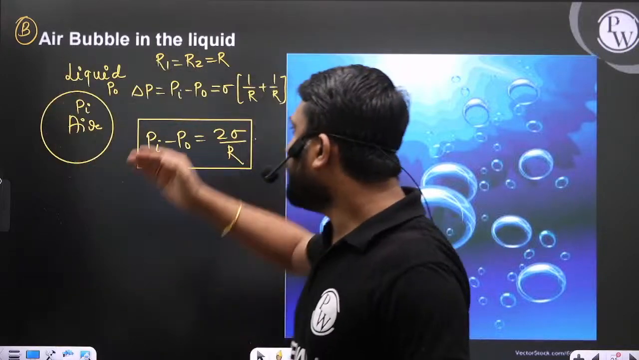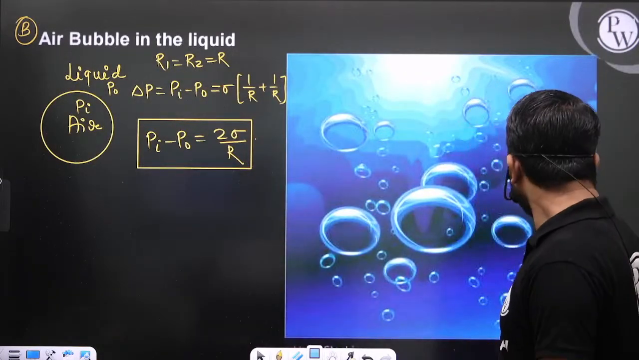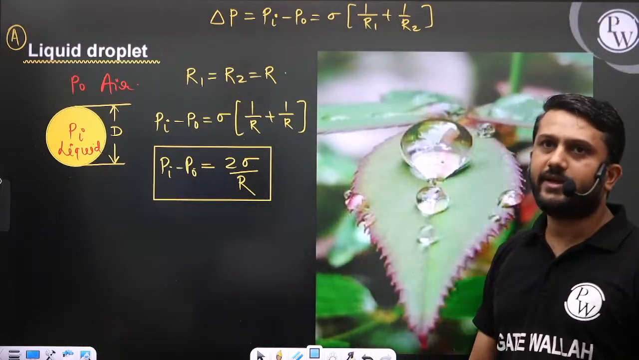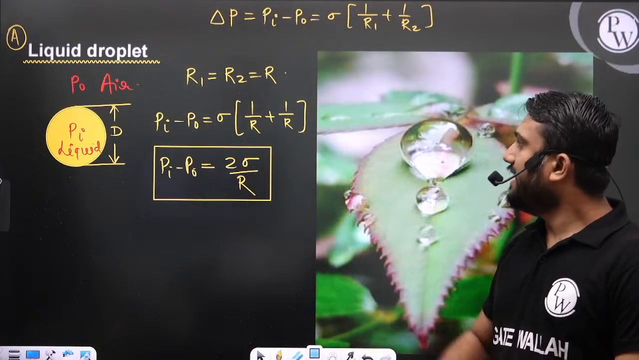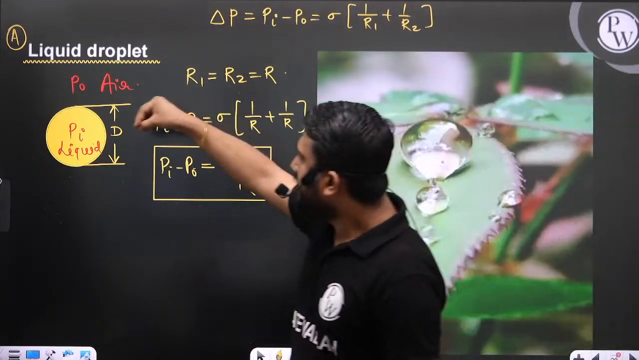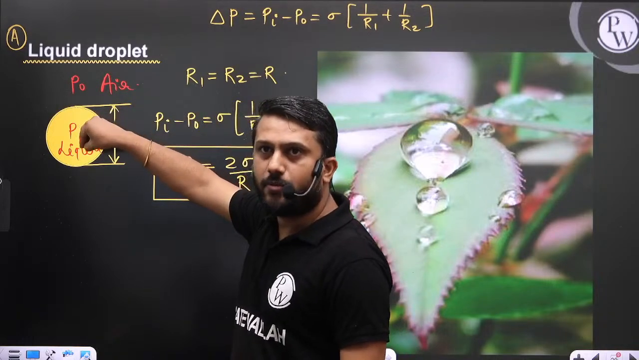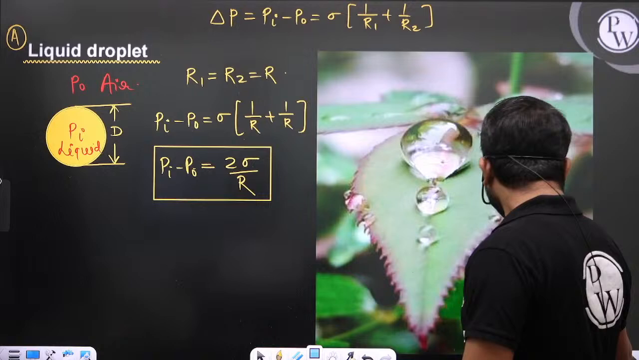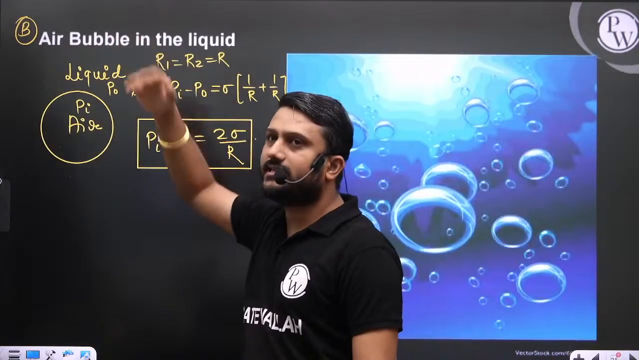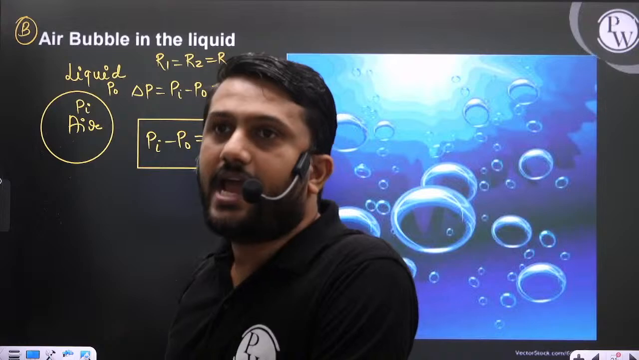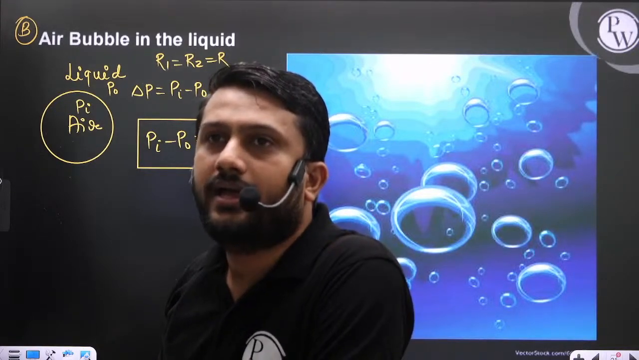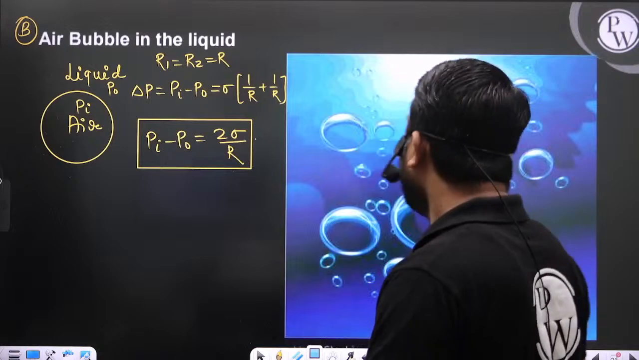Case B is the opposite of case A. In case A, inside the droplet there is a liquid and outside there is air, whereas in this case inside there is air and outside there is a liquid. I hope you can understand this. Is it fine?